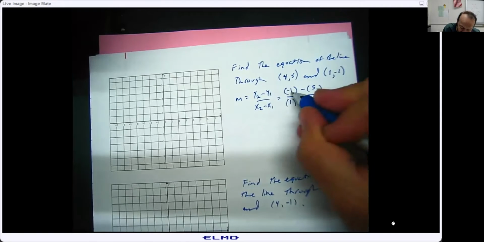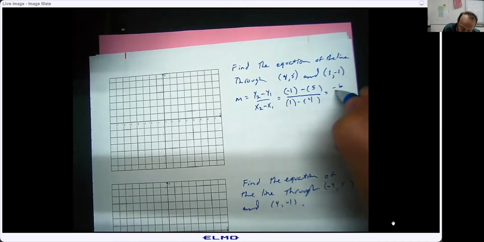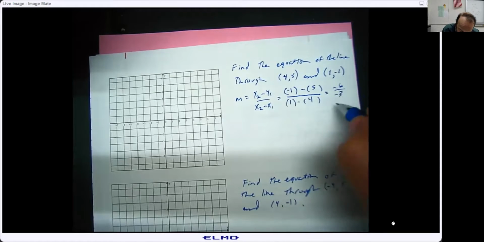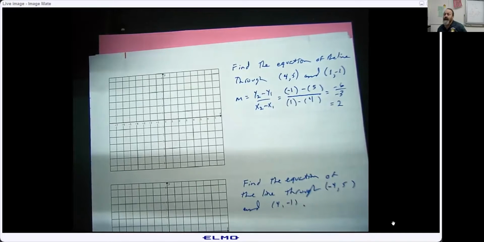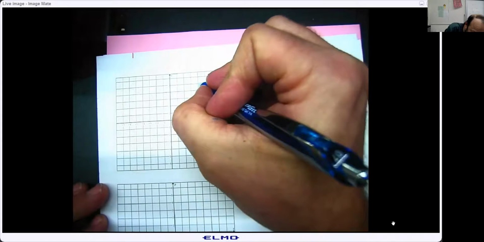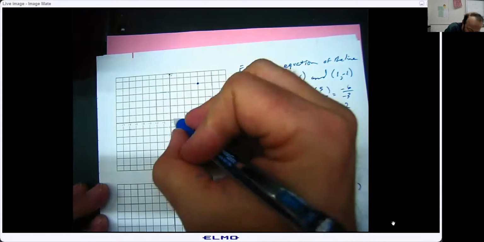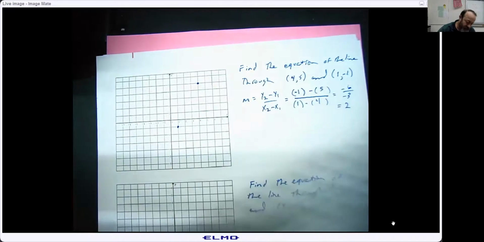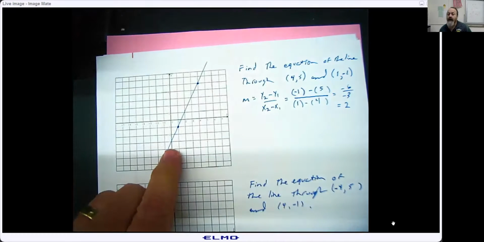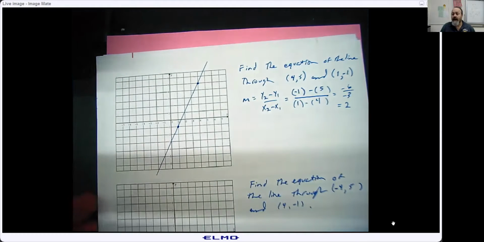So I see -1 take away 5 is -6, and 1 take away 4 is -3, for a total slope of 2. Now, that's pretty good. That wasn't so bad. But let me double check something because, you know, I make mistakes too. So here's 4, 5, and here is 1, -1. And I could look at this right here. Here's my line. It looks like I'm probably going to have a y-intercept of -3 later on, but let's just see.